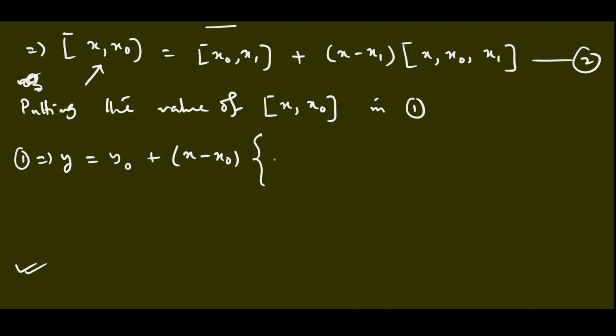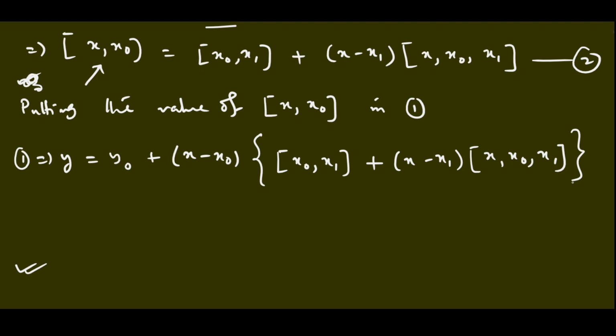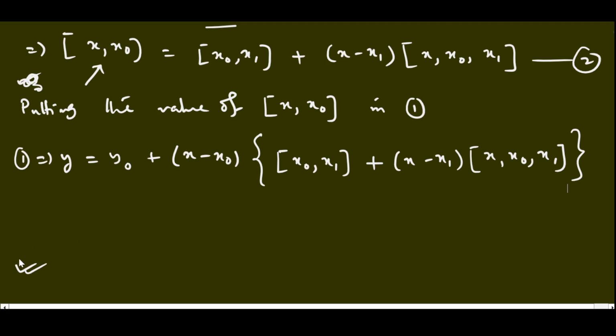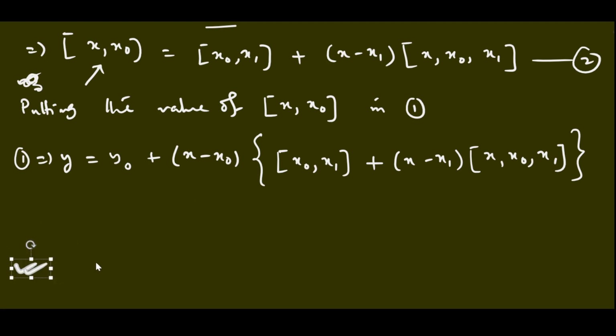Okay, now we'll put the value of x naught. So that is our x naught x1 plus x minus x1, then x naught x1. So what we did here, we are putting the value of x naught from equation 2 in equation number 1. Okay, so you'll understand better if you do it together. First you understand 3-4 lines, and then you do it parallelly, then you see that it looks very simple. Now let us break it.